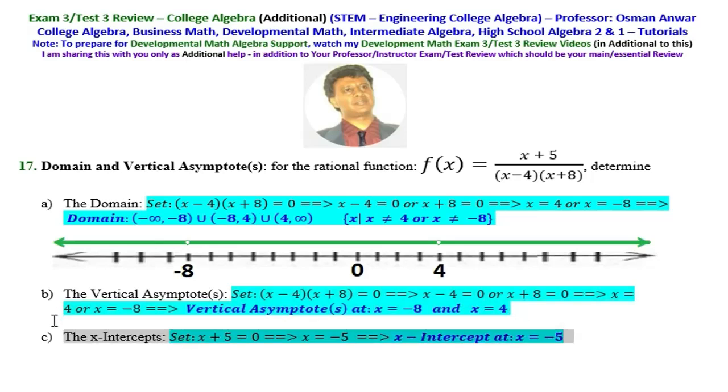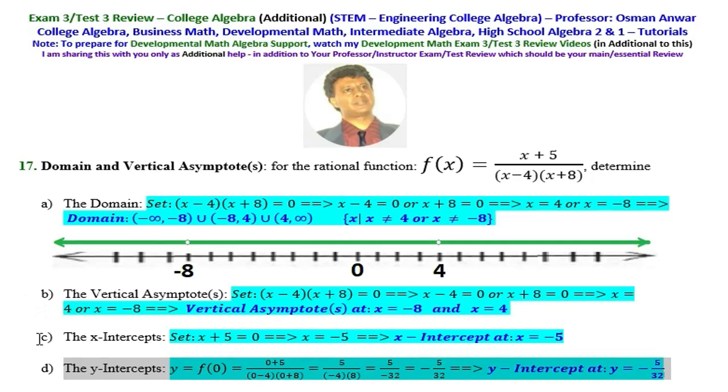Then find the x-intercept. For the x-intercept this time, set the numerator equal to 0. That is, x plus 5 equal to 0. That is, x equals minus 5. That means the x-intercept is at x equals minus 5.